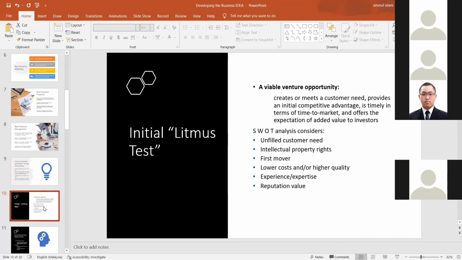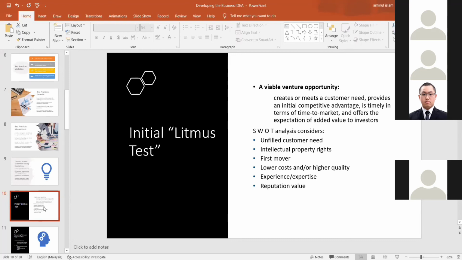So you look at whether customers are having unfulfilled needs. There are certain needs which are not being fulfilled. Looking at certain intellectual property rights issues. Being the first mover in the market. Achieving lower cost, cost leadership, and higher quality of product. Having the expertise and experience to serve customers better. And also having some kind of good reputation to run a business. So these are the important areas that are very essential for us to analyze before we move on to start a venture. That's what we call critical factors to be a successful venture.